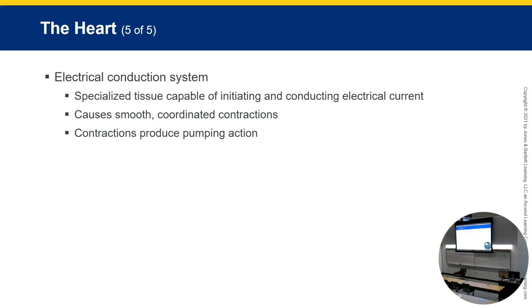The conduction system. Okay, so as I talked about, the heart is specialized cells. It has something called automaticity. It has its own conduction system to allow contraction to occur at the atria and the ventricles. We're going to go a little bit more in depth when we get to cardiovascular emergencies, but let's go through it. Specialized tissue capable of initiating and conducting electrical current causes smooth, coordinated contractions. Contractions produce the pumping action.